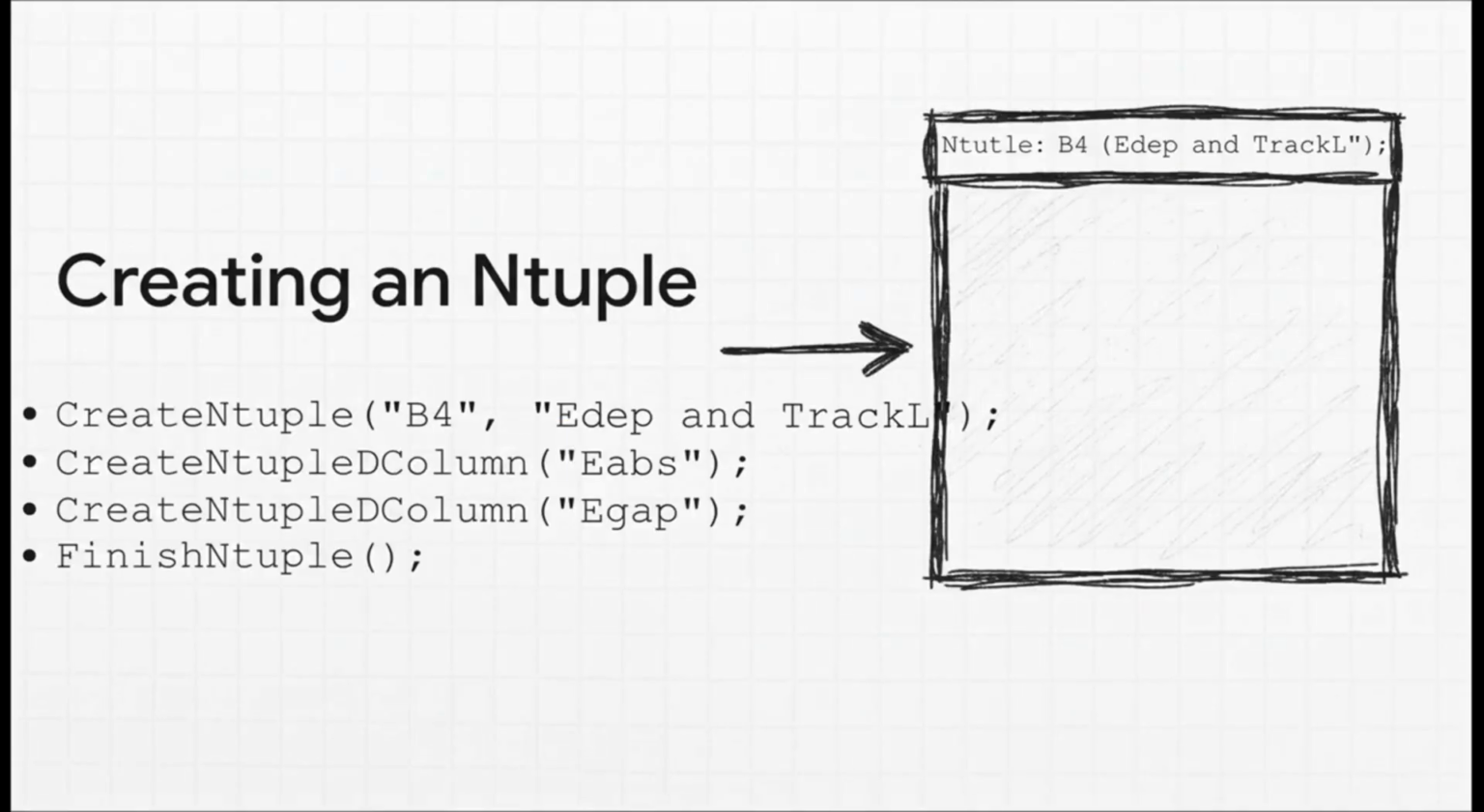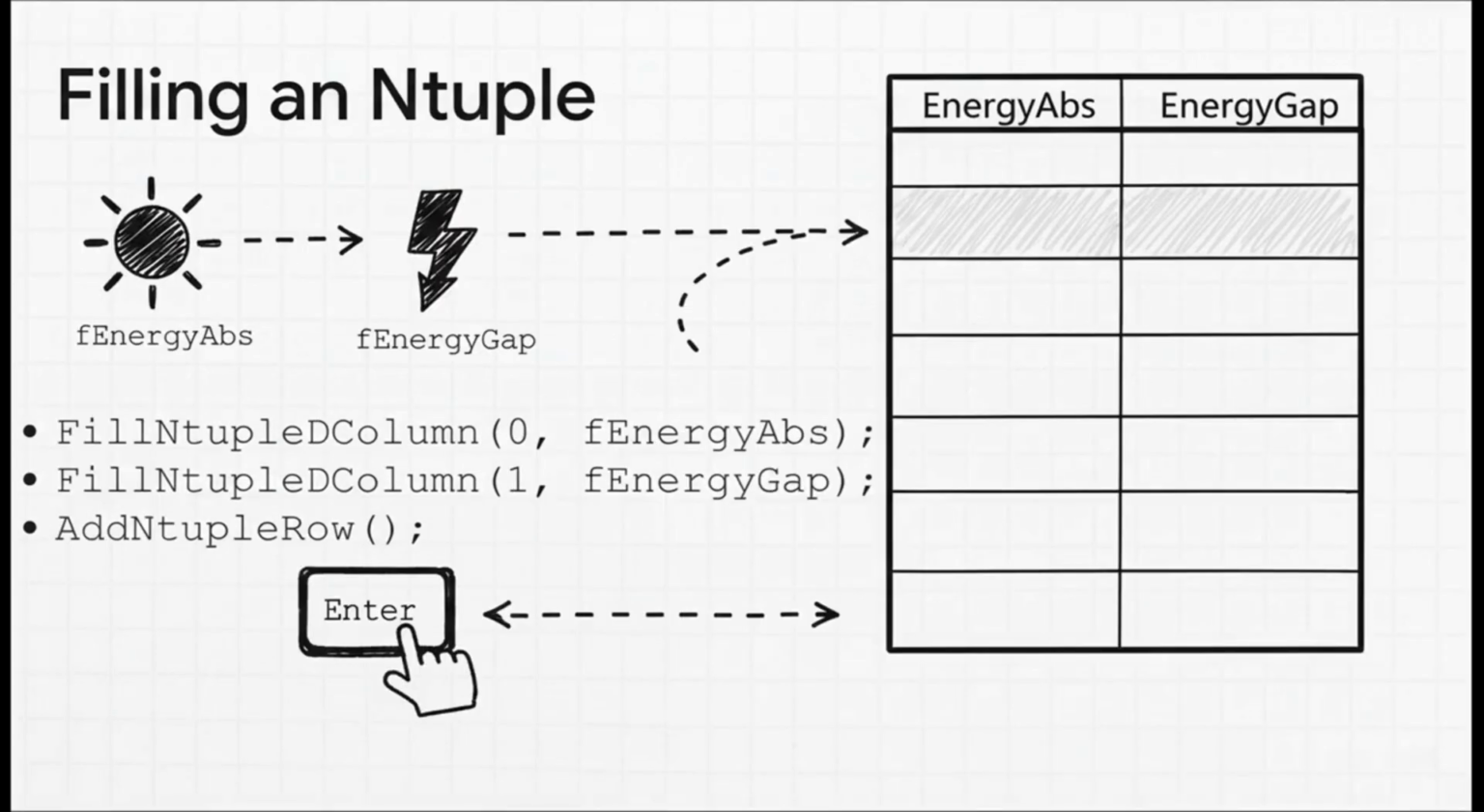Now, n-tuples are a little more involved, and that's just because they have more structure. First, you create the n-tuple itself. Then, you define each column you want, one by one, telling it the name and the data type. That D here stands for double. Once you've defined all your columns, you just call FinishNtuple to lock in the structure. Filling an n-tuple pretty much mirrors how you created it. For each event, you fill each column using its ID and the data. Then, after you've filled all the columns for that one event, you call AddNtupleRow, and that takes all those values and saves them as one complete entry in your logbook.